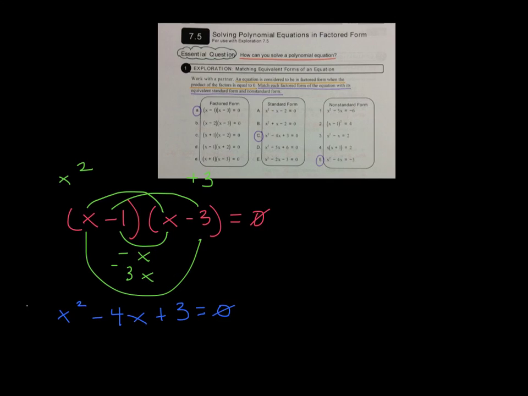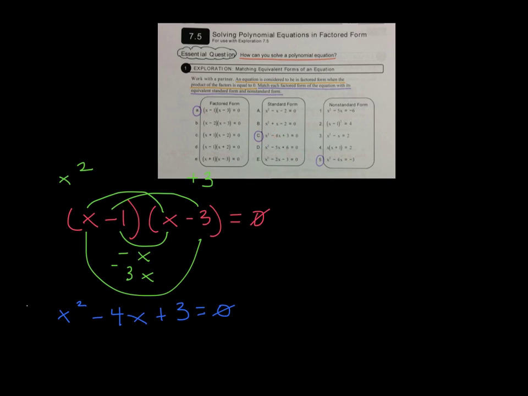So at that point we noticed that we could look at our factored form, which means that it was written as the multiplication problem, and we could multiply it back together and get to our standard form. So we matched letter A with capital letter C.